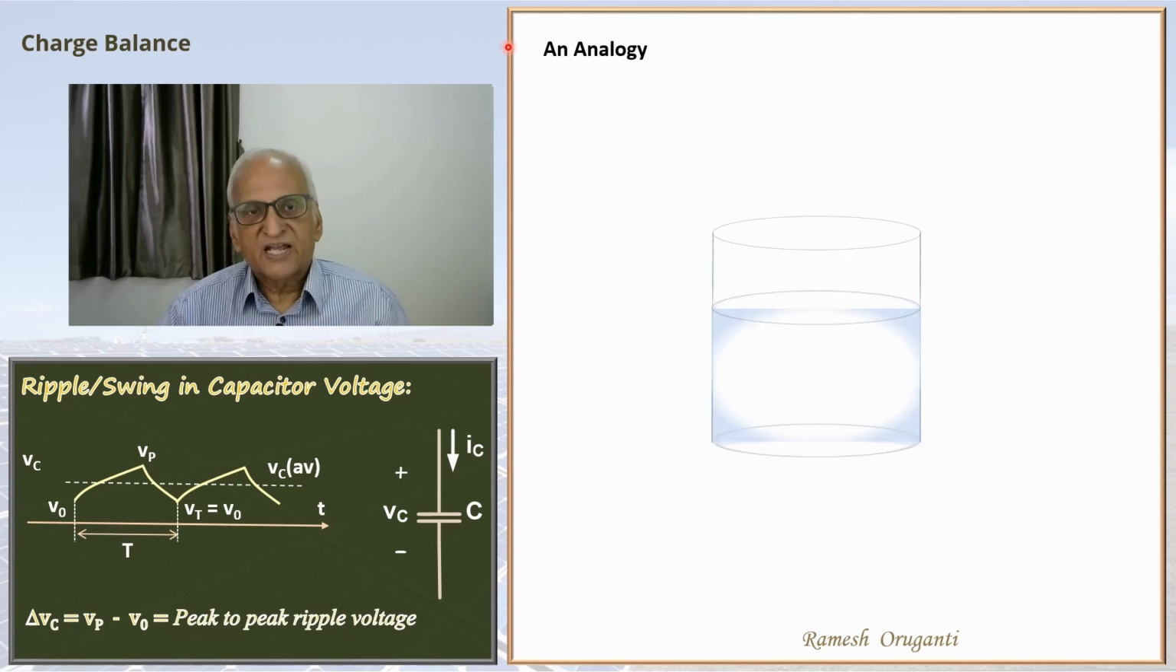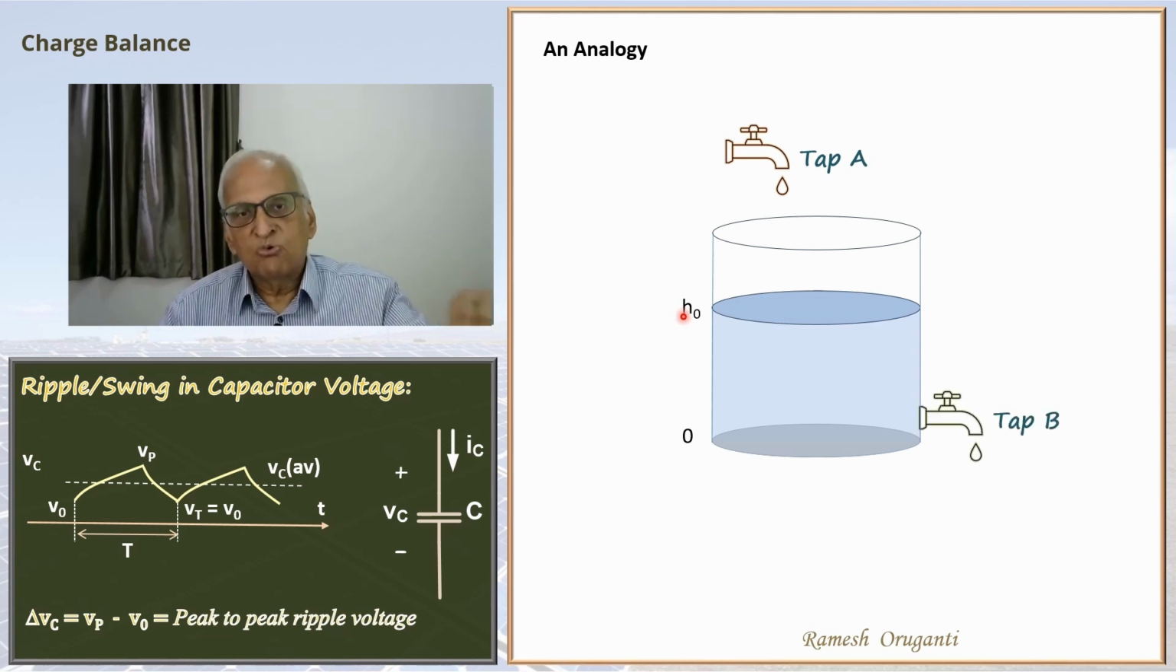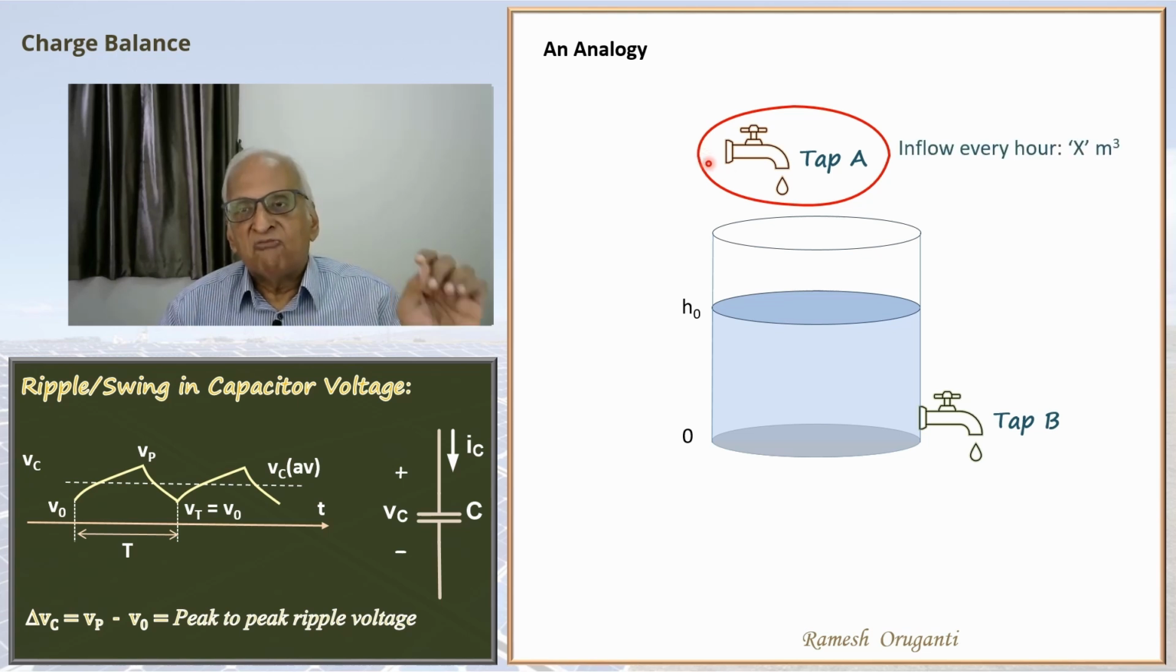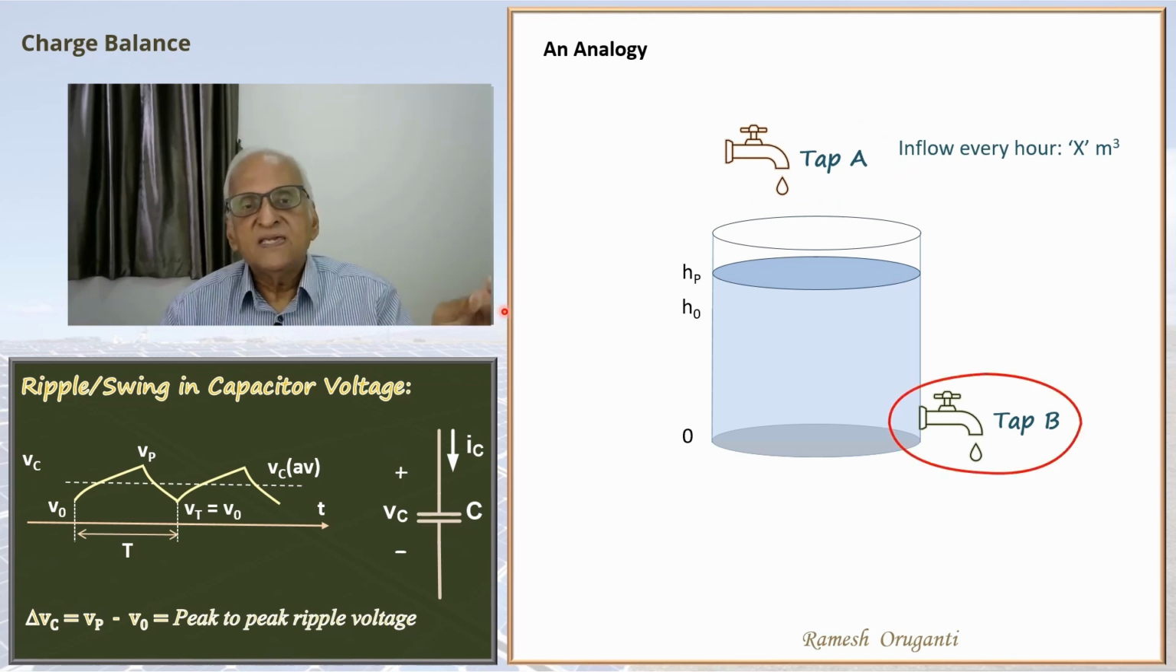Consider a tank of water. There is already some water, and then we have two taps, one tap A and another tap B. Tap A is opened and left on for some time within an hour. In 1 hour, for a small period, it is left on, and a volume of X meter cubed transfers to the tank. Because of that, the level of the water rises from H0 to a value HP. Now tap A is turned off and tap B is turned on. Tap B is turned on to let the same amount of water out.